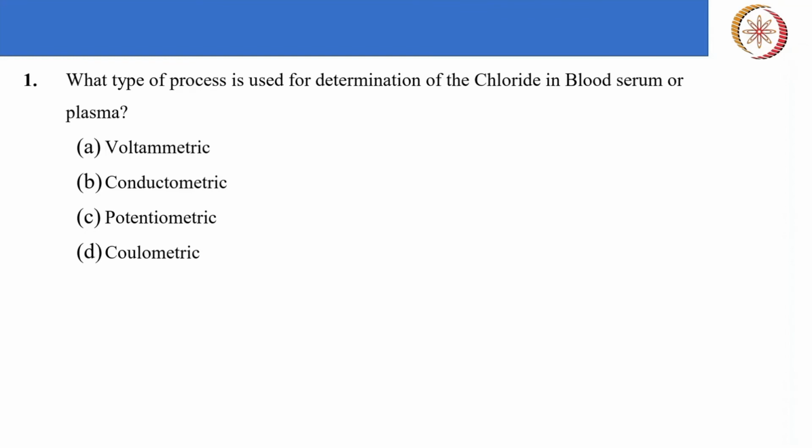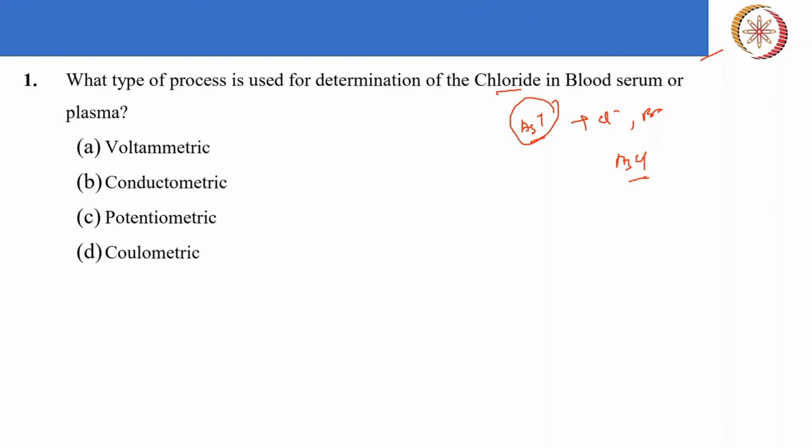So what type of process is used for the determination of chloride? As chloride means halide is there, we already know something about the silver plus ion. Silver plus ion can react with chlorine or bromine and it can precipitate. So AgCl can precipitate, and that means we have to choose some method which can generate Ag plus.